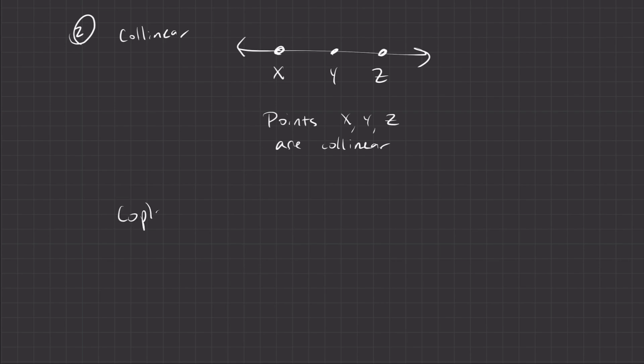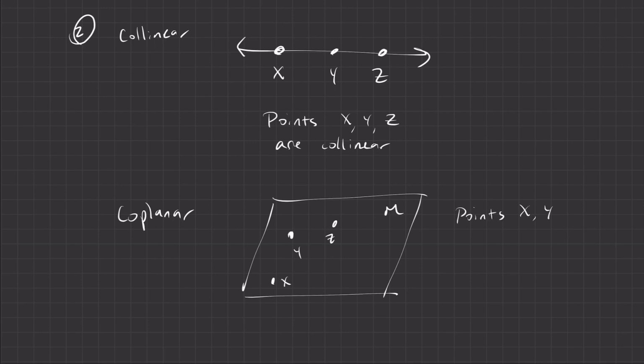But if I were to talk about something like coplanar, here's my plane, and here are my 3 points, x, y, and z. I'll put an M right there. We can say that points x, y, z are coplanar because they are points on the same plane, and collinear again is points on the same line. So number 3 is name this figure, this object.